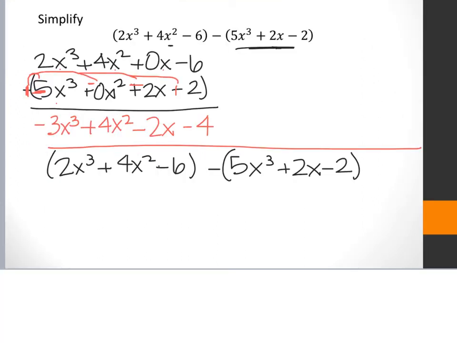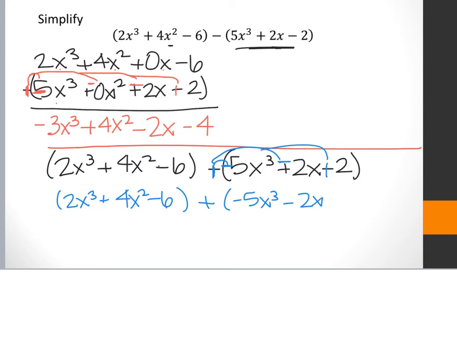Now for the horizontal method, I will always start out by distributing this negative. So this becomes a negative 5x cubed. So that's when I apply it here, this will become a negative 2x, and here this becomes a positive 2. And then I'm going to change my subtraction to an addition. So now what I have is 2x cubed plus 4x squared minus 6 plus a negative 5x cubed minus 2x plus 2. And now we can go ahead and combine my like terms.